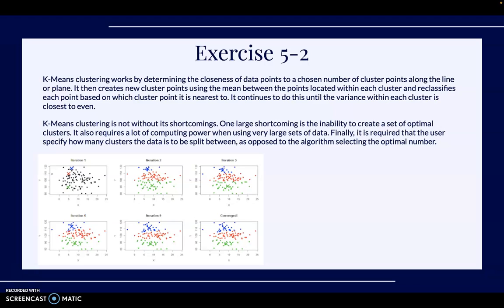K-means clustering works by determining the closeness of data points to a chosen number of cluster points along a line or a plane. So it can be a single line or a space that we would consider a plane. It then creates new cluster points using the mean between the points located within each cluster, and then reclassifies each point based on which cluster point it's nearest to.